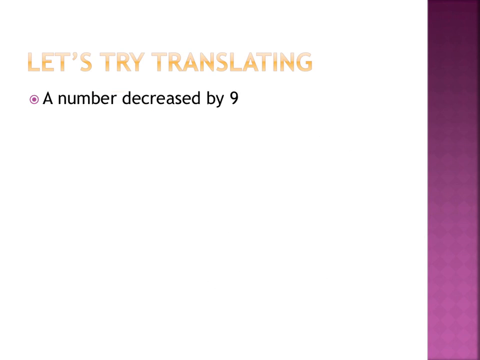A number decreased by 9. All right, now, this is a great example that I want to talk about. Decreased obviously means subtraction. Now, does it use the words less than? No. So do we have to flip our two things? No, you just write it as is. A number, we'll call that n, is decreased by 9.